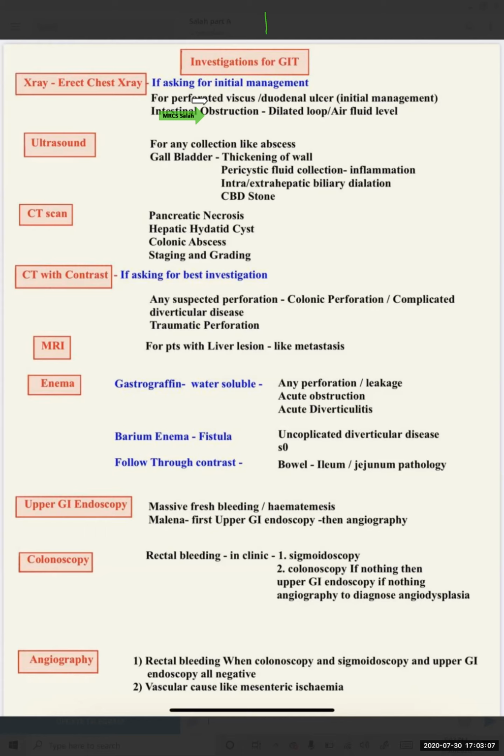What I am telling you now is very important in the exam. Again, suspected perforated duodenal ulcer, suspected air under diaphragm. What is the initial investigation? Erect chest X-ray. Patient with dilated loops or air fluid level in abdomen or signs of intestinal obstruction, what is the initial investigation?